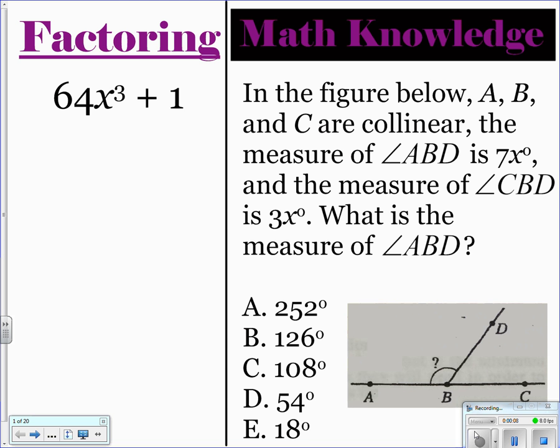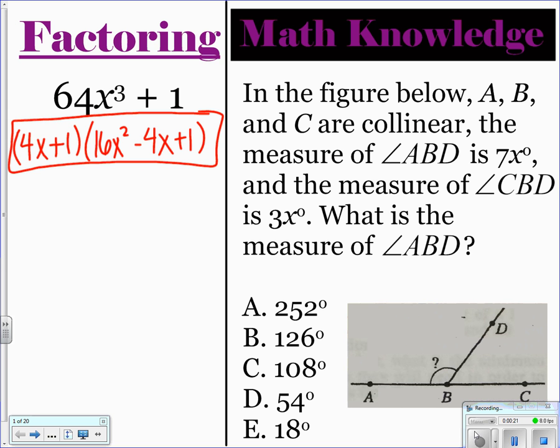So this is a sum of two cubes, so you're going to use your formula. You'll have 4x plus 1, and then 16x squared minus 4x plus 1, and that would be your answer for your factoring. If you know your formula, it's pretty straightforward.